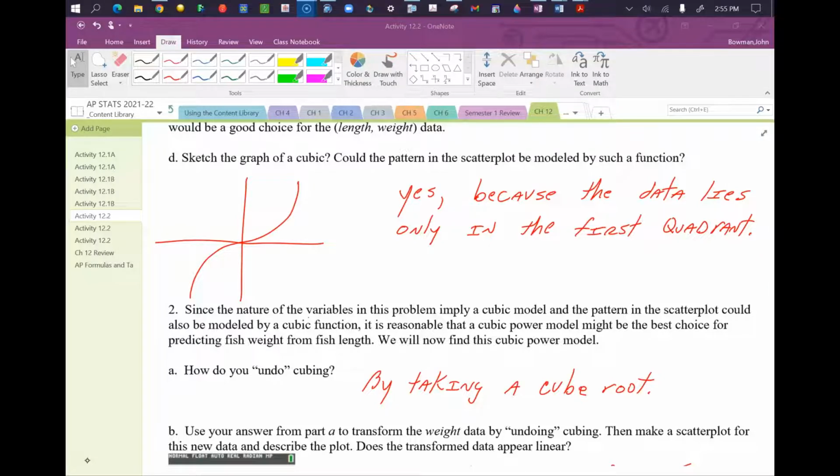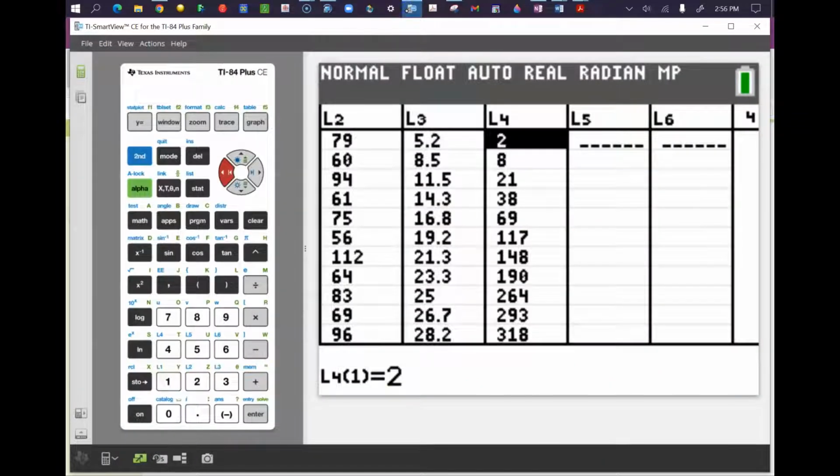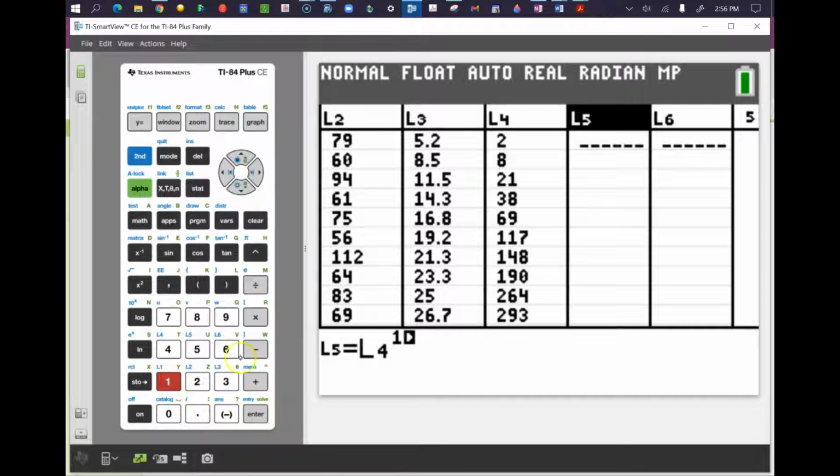So what we're going to do is take the cube root of the weight and plot that versus the length. So in your calculator, you should have the data in there ready. I happen to have the data in lists 3 and 4, and in list 3, I have the length. In list 4, I have the weight. So what I'm going to do is put my cursor over here on list 5, which is empty. Make sure you put the cursor on the list name, and I'm going to take the cube root of the weight, which I have in list 4. And so for me, I am going to say, let's take list 4 and raise it to the 1/3 power.